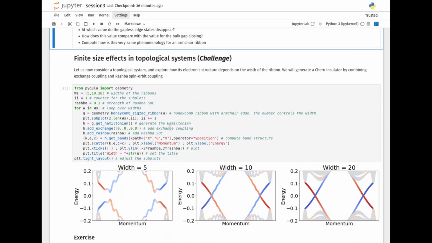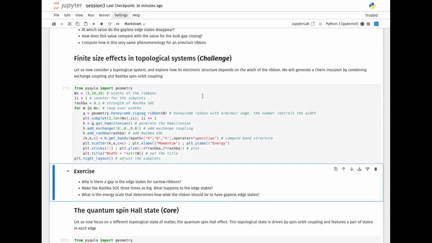And these two couplings are a combination of magnetic order and spin orbit coupling. And so we are going to add our exchange coupling. So this is a magnetic order in the out of plane direction, and then Rashba spin orbit coupling. This is a spin orbit coupling that appears when you have broken mirror symmetry in a two-dimensional system. And we are going to compute the band structure, and we are going to do this for different widths of the ribbon. So let us recompute this just to see that we get what we were expecting. And then we go through the questions. So, okay, let's go through the first question.